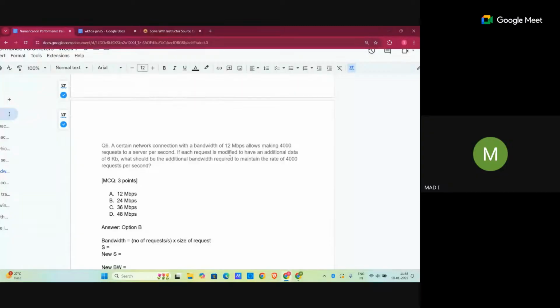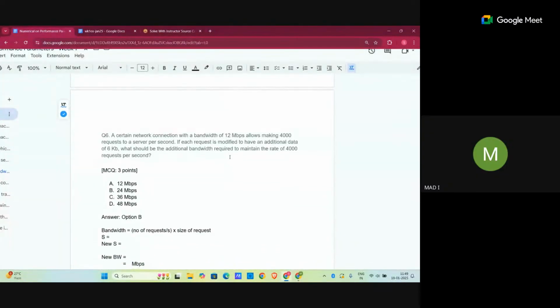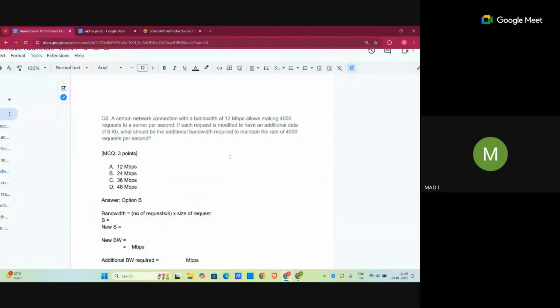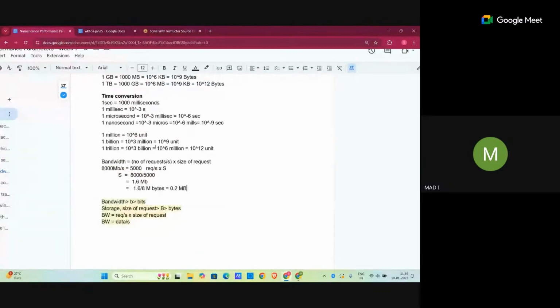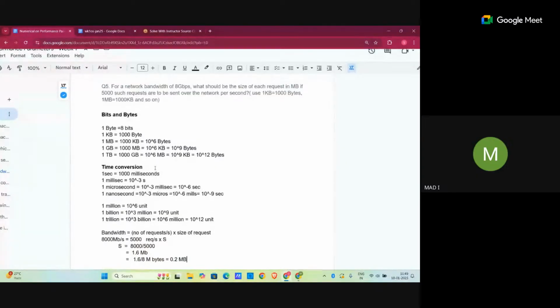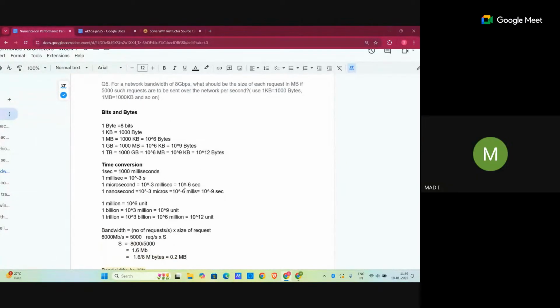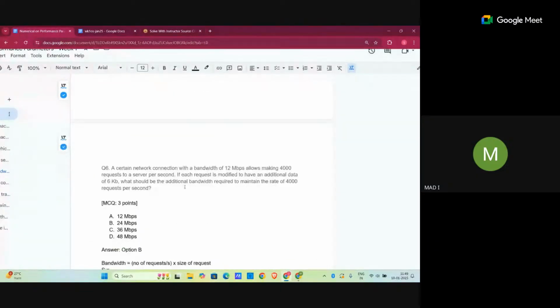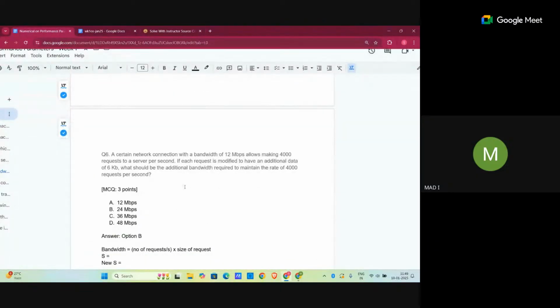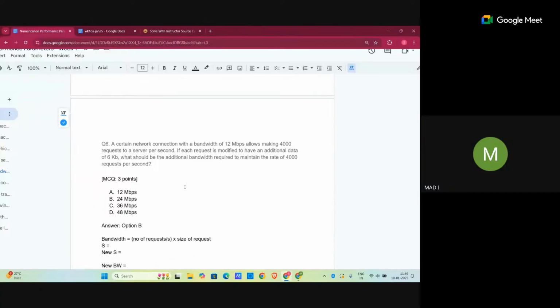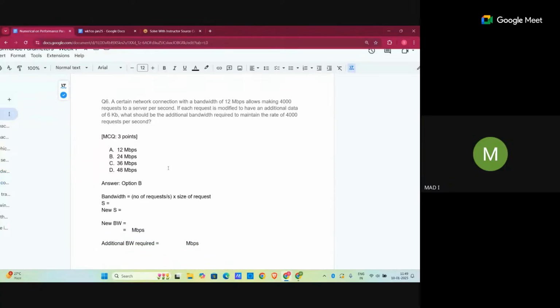Now we will move forward to the next question. A certain network connection with a bandwidth of 12 Mbps. I hope you are able to get this question. This is an important concept. Now we will see the next question. A certain network connection with a bandwidth of 12 Mbps allows making 4,000 requests to the server per second.